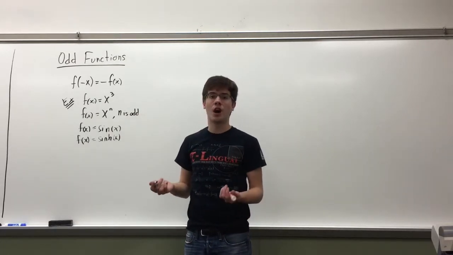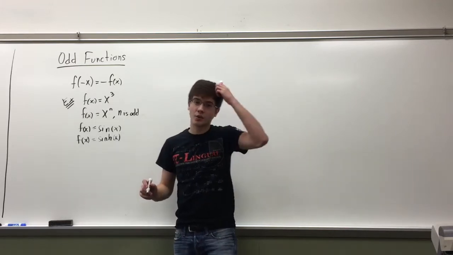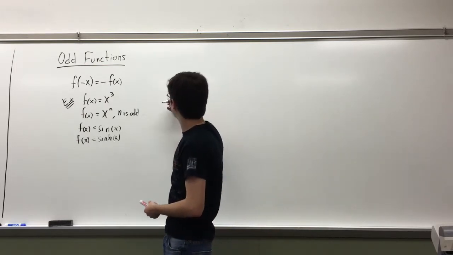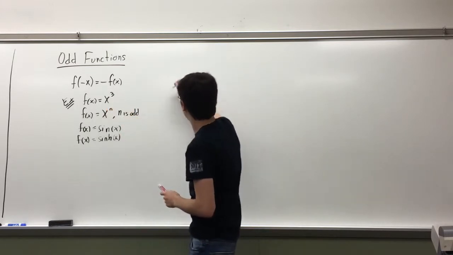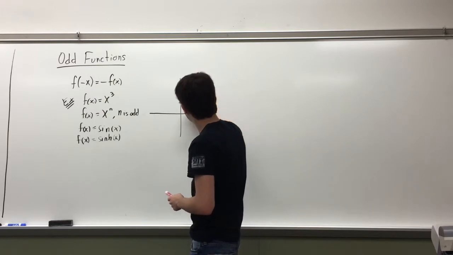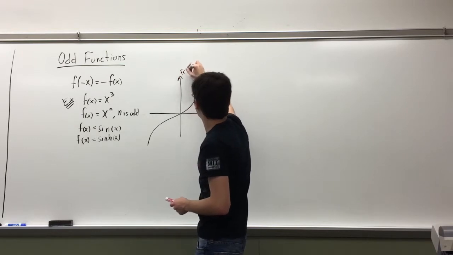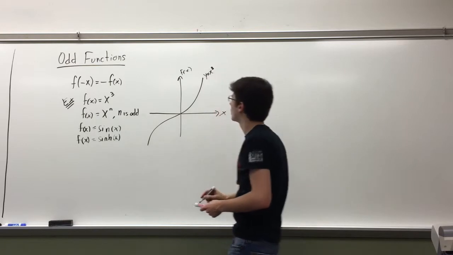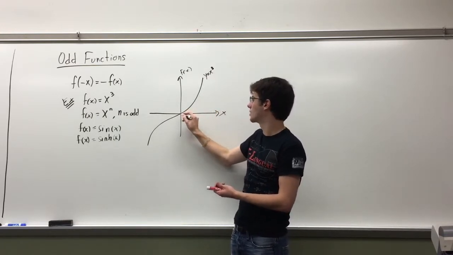And what do they have in common? Well, the thing that they have in common is that their graph is symmetric about the origin. So if we look at the graph of x cubed, it looks something like this. X, f of x, this is y equals x cubed. So we see that this graph is symmetric about the origin.